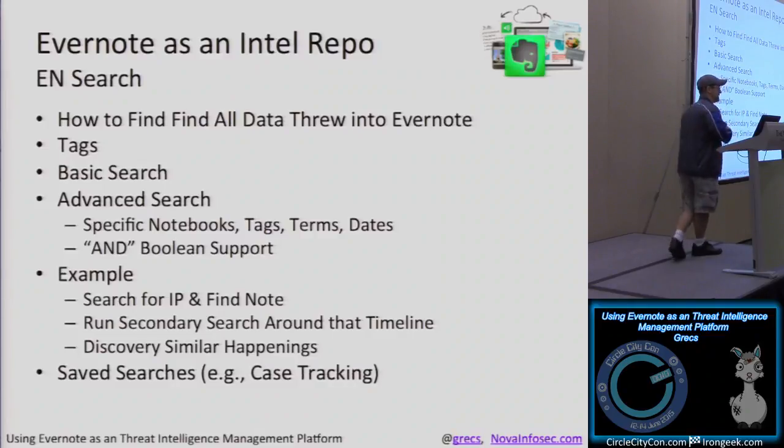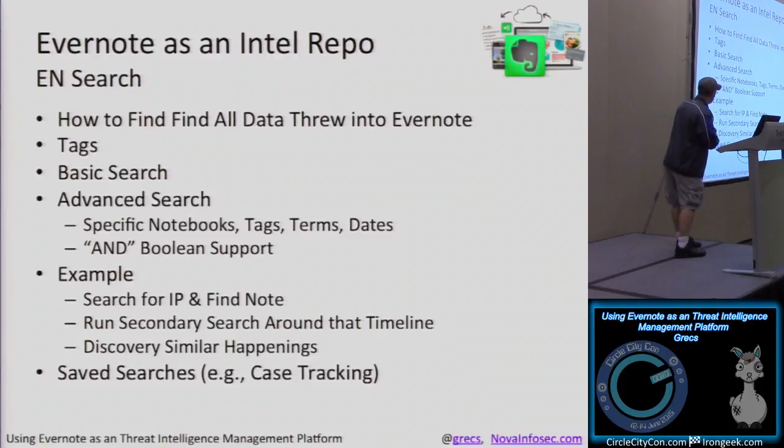Like I only want to see notebooks that were created during this date range. And by default, these are all ANDed together. They don't have an OR, so this is one downside. Currently, there's no OR capability in doing advanced searches.